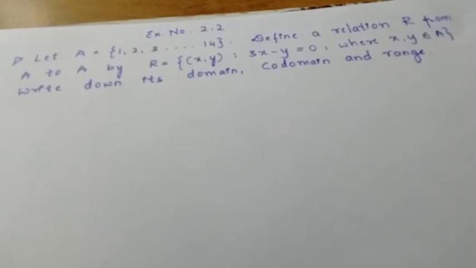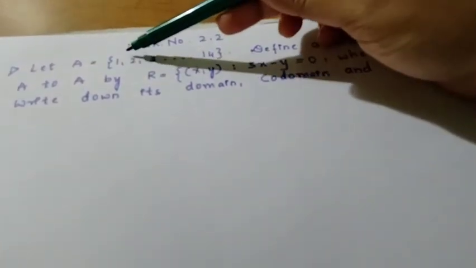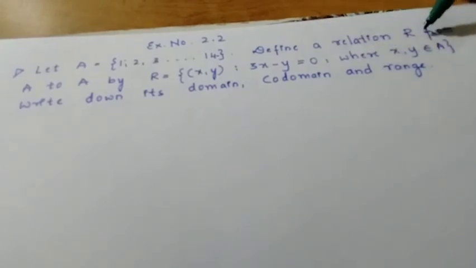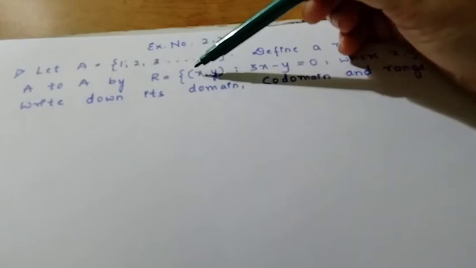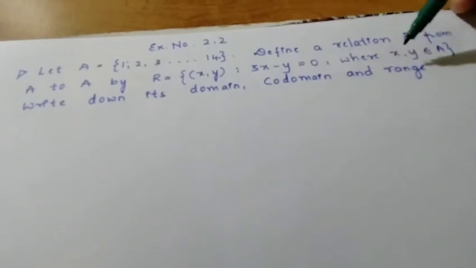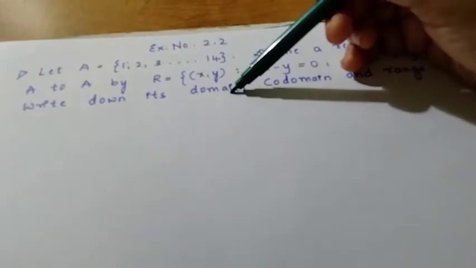Okay. So the first example, if you see, they have given one set A with the elements 1, 2, 3 up to 14. Define a relation R from A to A. The relation is defined as (x, y), where 3x minus y is equal to 0, and x and y both should belong to A. What you have to write? You have to write the domain, codomain and range of that relation.